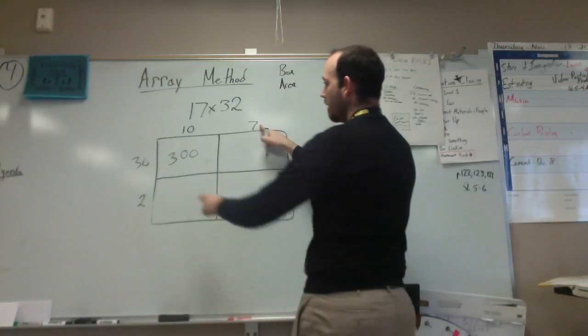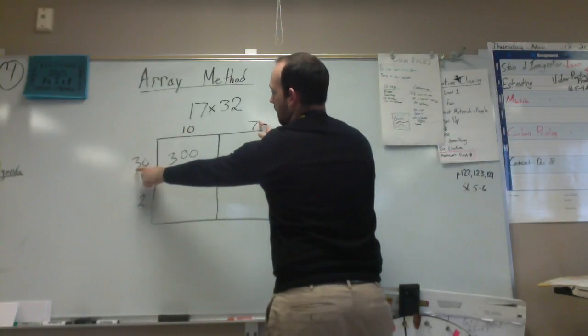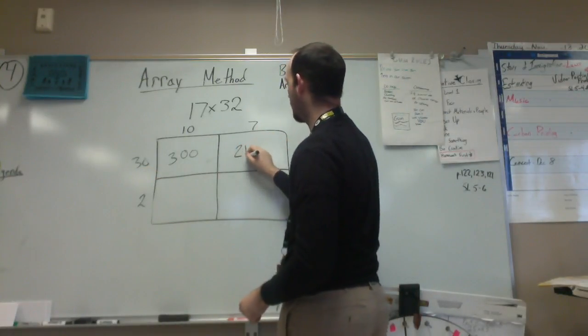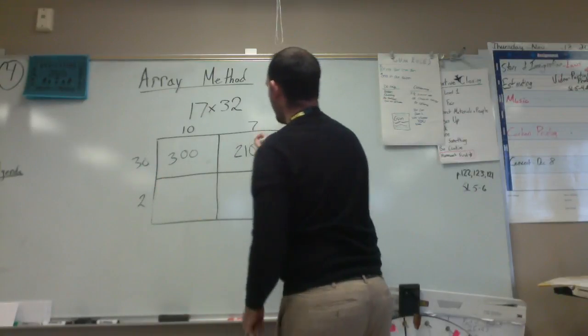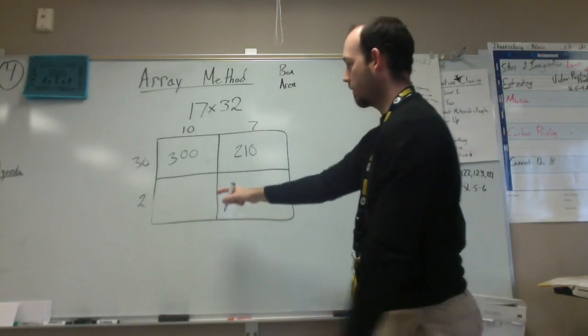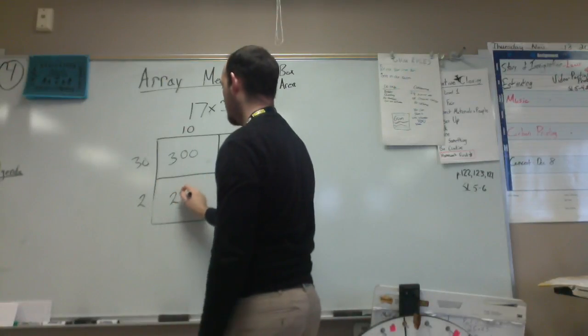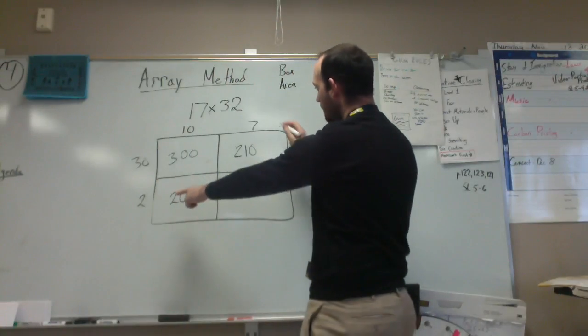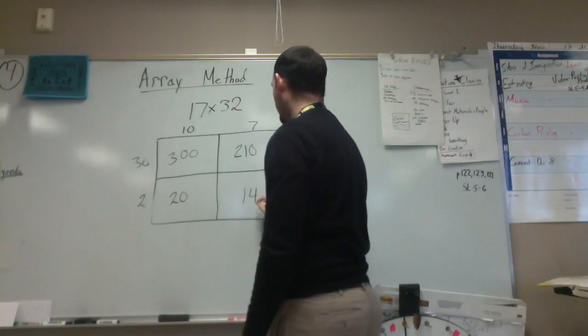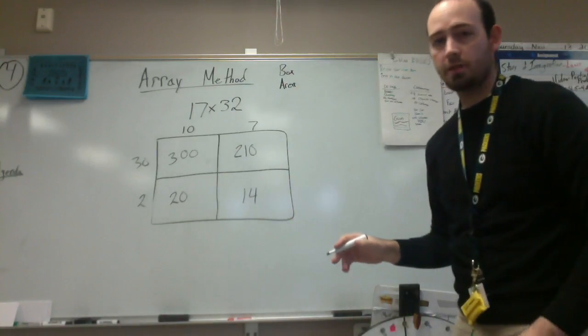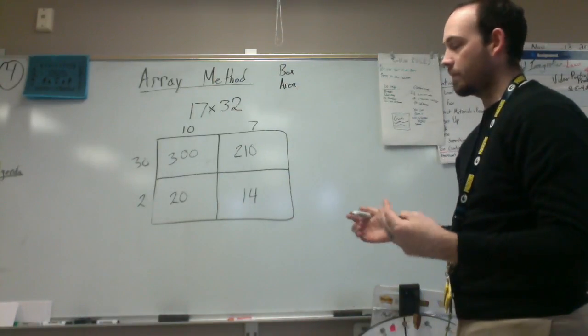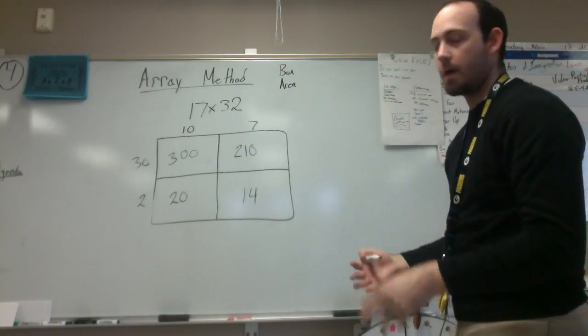Over here, 30 times 7, I'm just going to do 3 times 7 is 21, and there's 1 zero here, none there. Coming down here, 2 and 10, 2 times 1 is 2, and a 0, and 2 and 7 gives me 14. So I have 4 different parts. Whenever we have different parts and we know the whole thing, we need to add them all together.